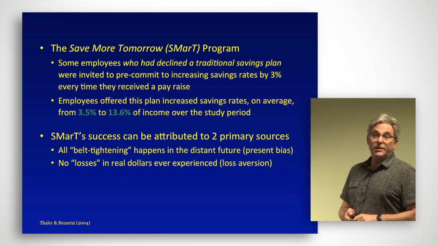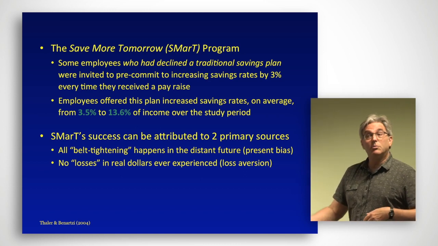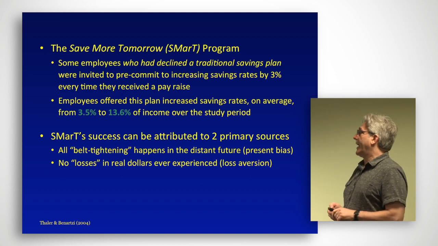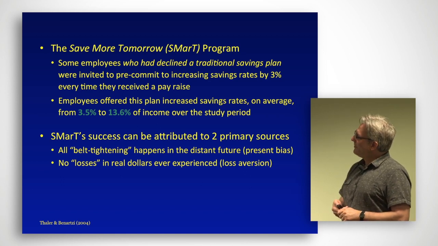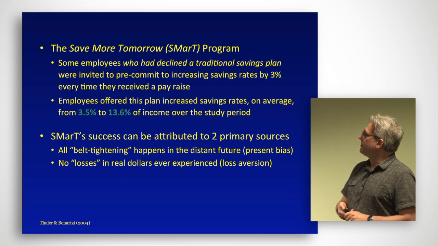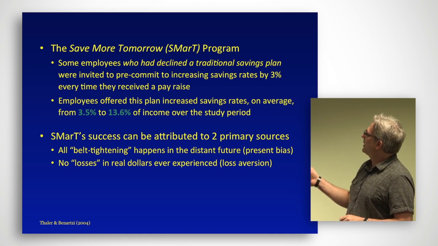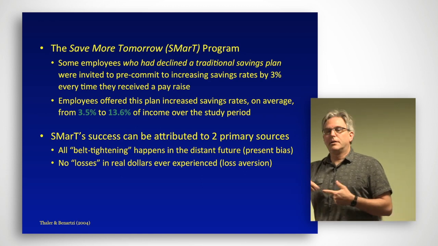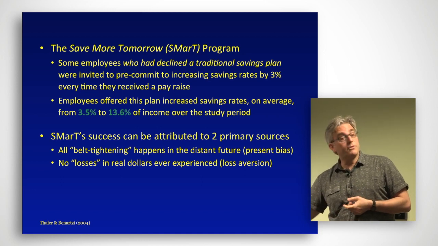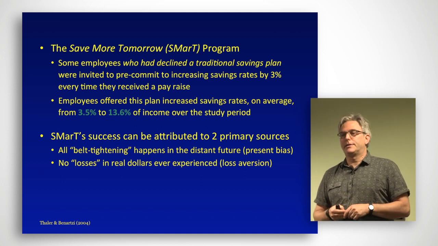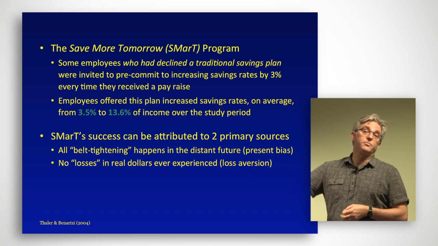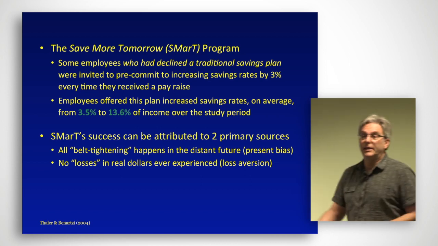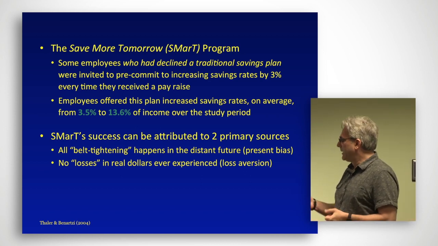They tend to discount the future pretty severely relative to the present. And so it's easier to get people to commit to taking home less of their pay in the future than it is right now. Secondly, you're not really imposing losses on people because those increases in savings coincide with pay raises. So it's a foregone gain rather than a loss. Instead of taking home a little extra pay, I give up that. That's easier than actually reducing the amount of take-home pay.